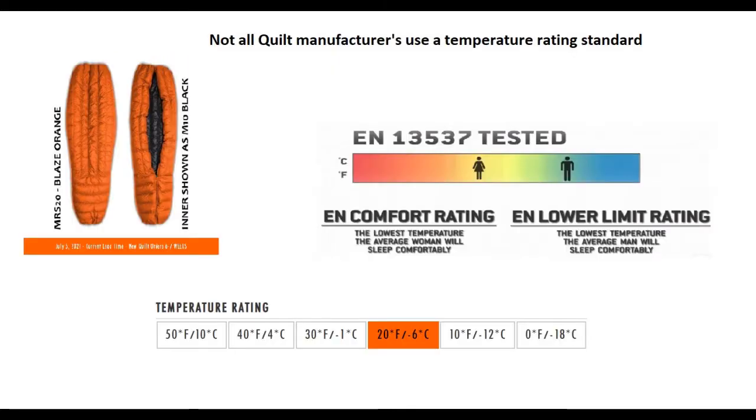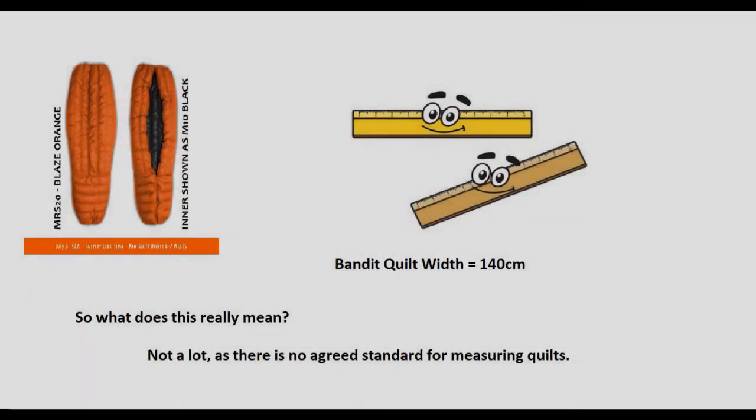As most of you are aware, there's a lot of variation in the temperature rating for quilts. Some manufacturers test to a standard, and some have their own test methods. Dimensions are the same. This was brought home to me by a recent purchase of a Bandit quilt with a width dimension of 140 centimeters.